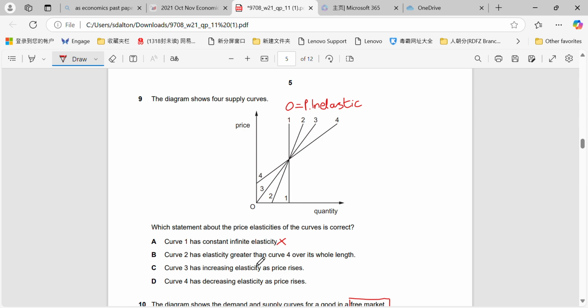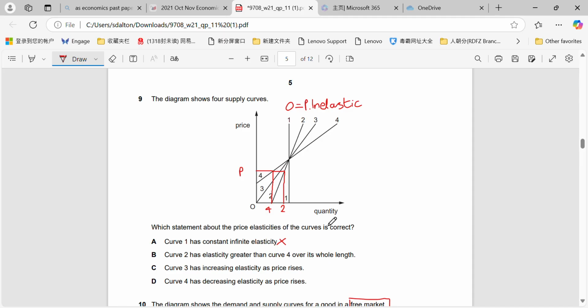Curve 2 has elasticity greater than curve 4 over its whole length. That is incorrect. This is to do with what I call the theory of a linear supply curve, because with a linear demand curve, you know how the elasticity changes. It's essentially the same thing here, right? So very simply, if we put in a price point here, and we take it to where it intersects curve 4, and where it intersects curve 2, we can see that this will be curve 4 here, and this will be curve 2.